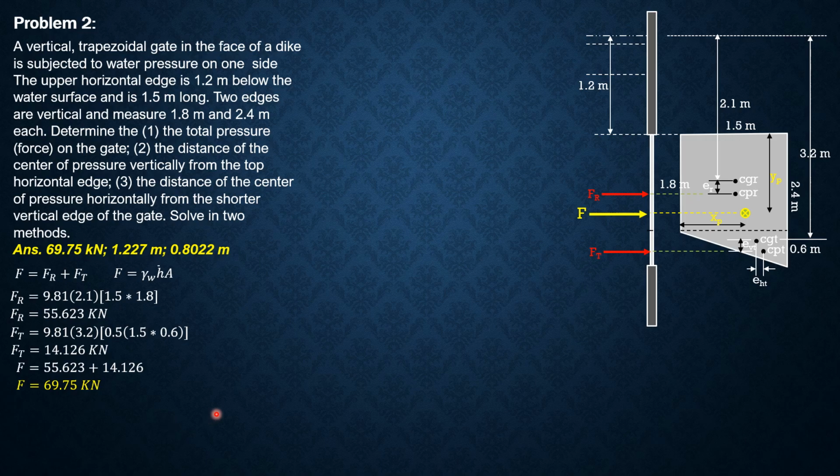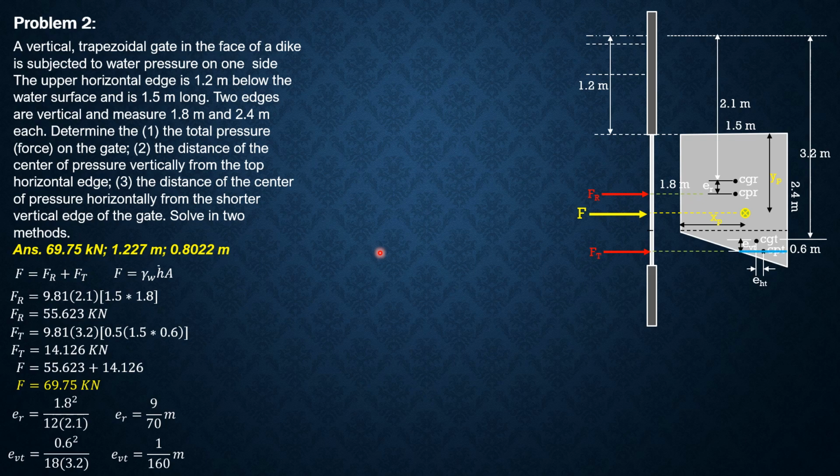Then for part B, by Varignon's theorem, before we can apply it, let's solve for e_R. So e_R is height of the rectangle squared divided by 12 times h-bar, if you can remember. Height of the rectangle is 1.8 squared divided by 12 times 2.1. So e sub R is equal to 9 over 70 meter. Then e sub triangle is height of the triangle squared divided by 18 times h-bar of the triangle. The height is 0.6 squared, over 18 times 3.2 for h-bar of the triangle. So it is equal to 1 over 160 meter.